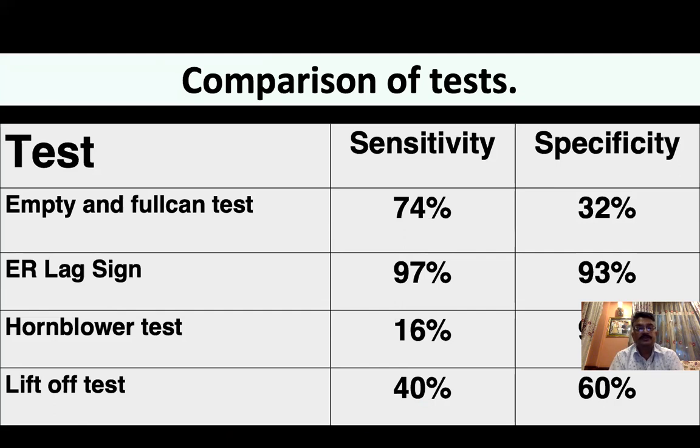So coming to the summary of these tests, the empty can and full can tests are very sensitive, but not specific for supraspinatus and infraspinatus. The external rotation lag sign for infraspinatus is very sensitive and specific. The hornblower sign, as I said, is very less sensitive, but it is very specific, and the lift-off test is again 50-50 sensitivity and specificity. But these are our OPD day-to-day tests that each and every patient has to go through so that we don't miss this.